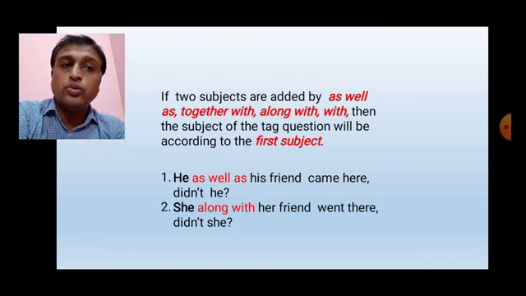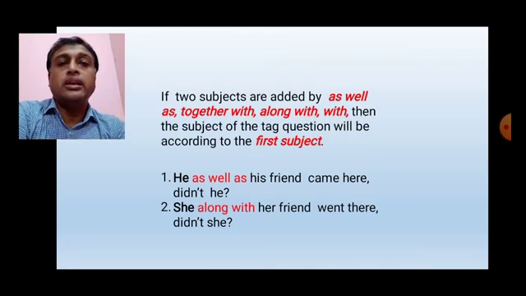It is verb 2. So we have to write did as auxiliary verb. As this is a positive statement, we have to write not, and subject here is she. So the answer of this statement is didn't she.